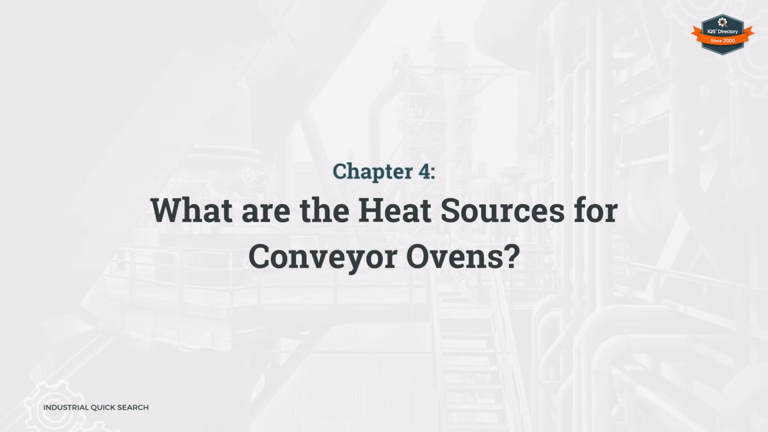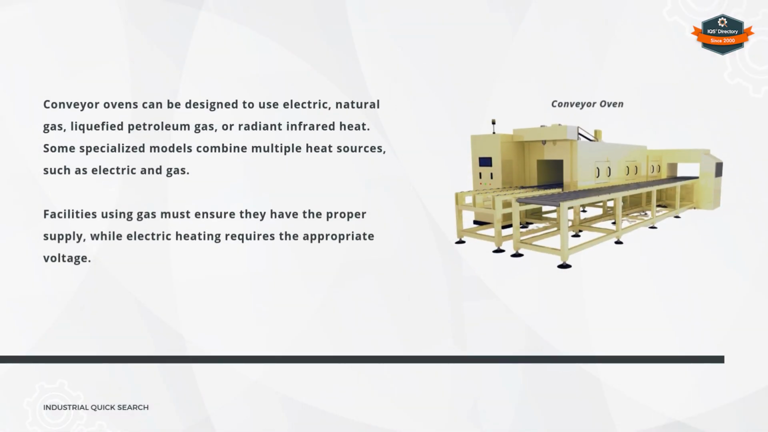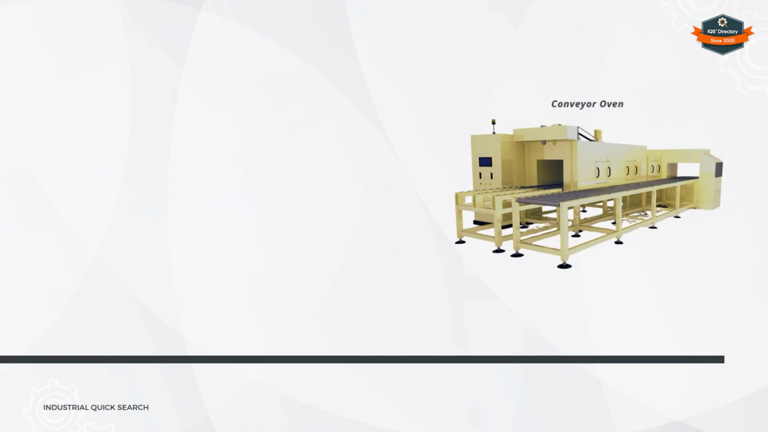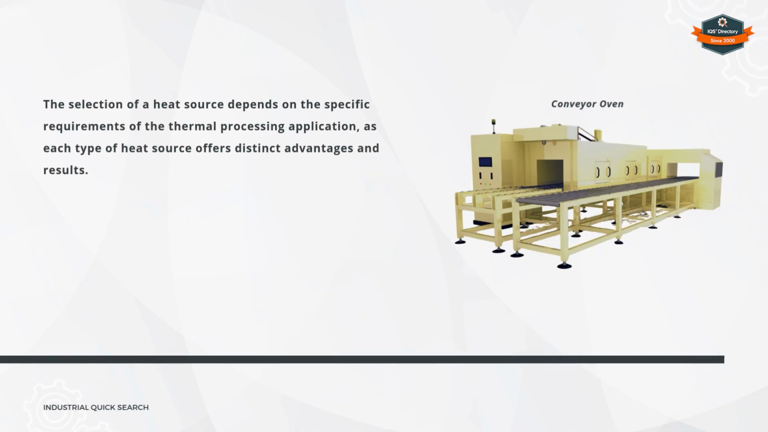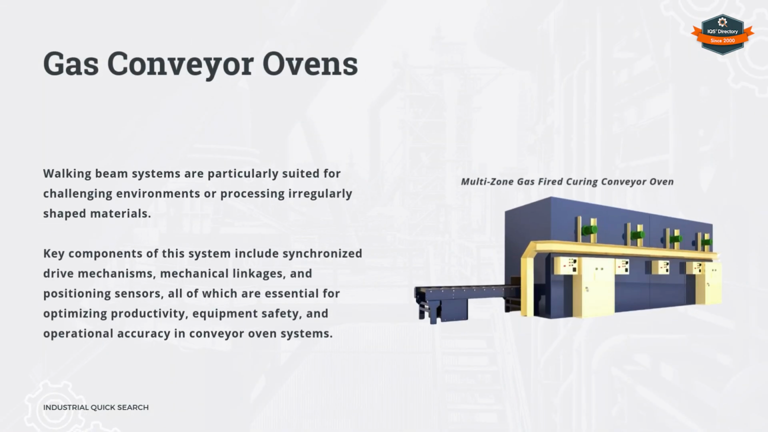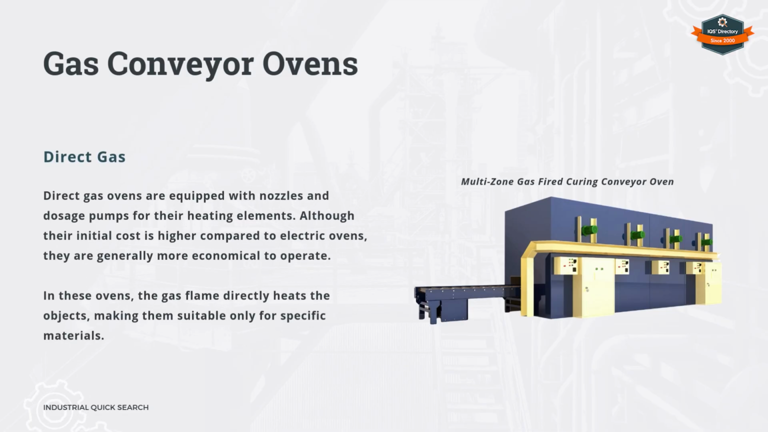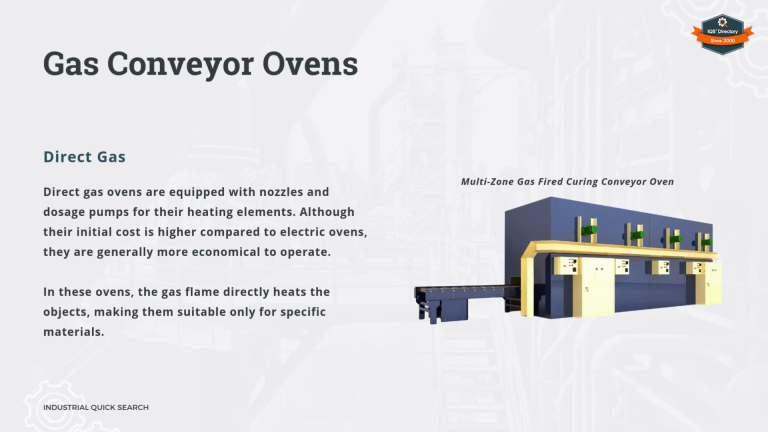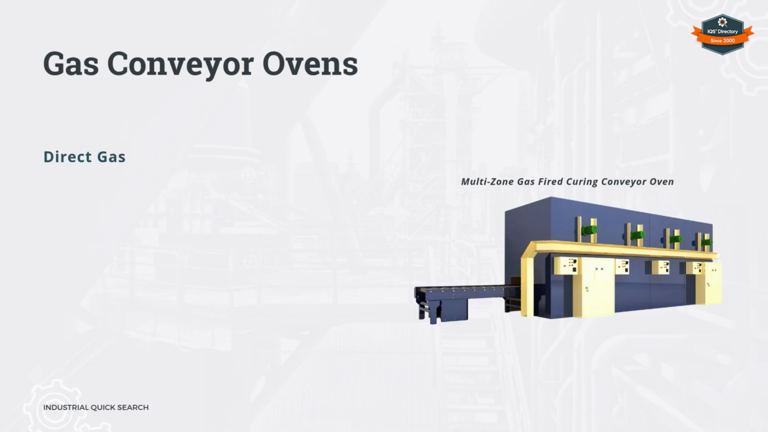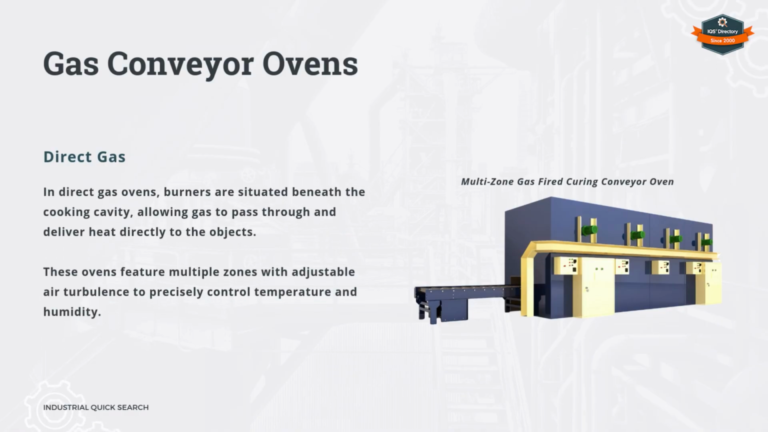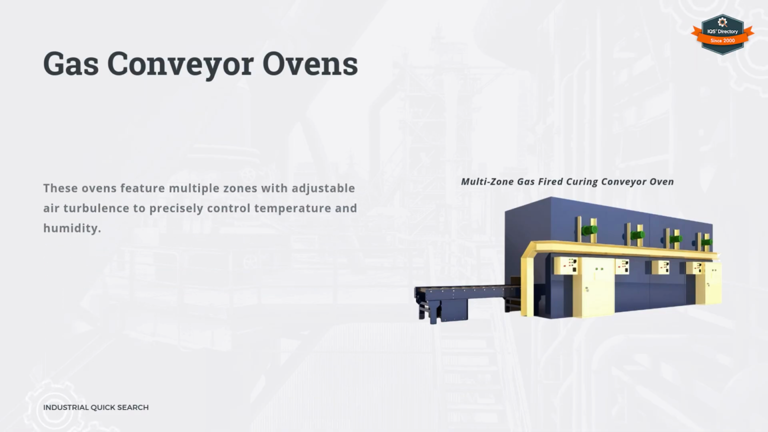Chapter 4. What are the heat sources for conveyor ovens? Gas conveyor ovens. Direct gas. Indirect gas.